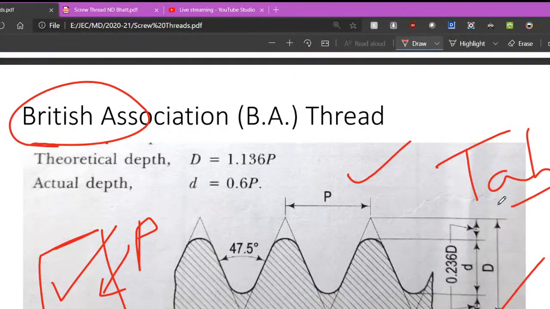Is the external screw thread and tap similar in shape? Yes, similar in shape. The shape is similar, but since you are using the tap for thread cutting, tap threads are harder than screw threads.